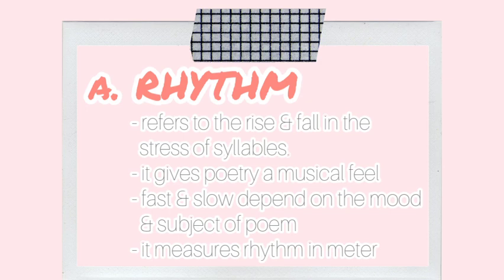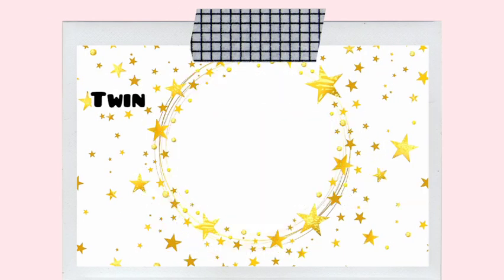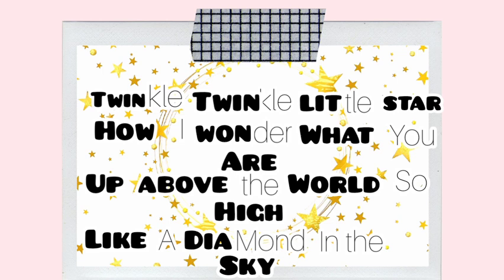So let's find some rhythm with this example. Twinkle, twinkle, little star, how I wonder what you are. Up above, the world so high, like a diamond in the sky. I've made this for you because I've underlined and bolded the rhythm.